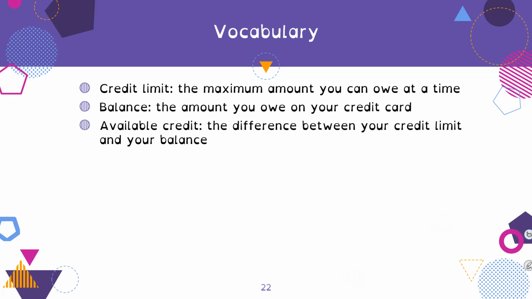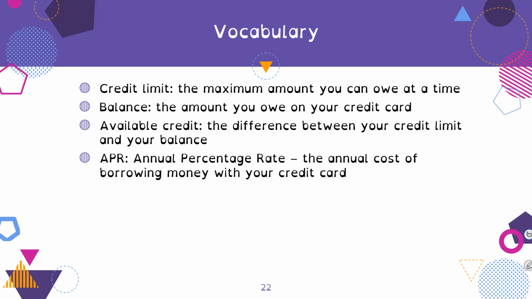So available credit is the difference between your credit limit and your balance. So for example, what I just said, that $2,000 is your credit limit, but you've only used a balance of $100. So that means you have $1,900. That is your available credit left for you still to borrow.